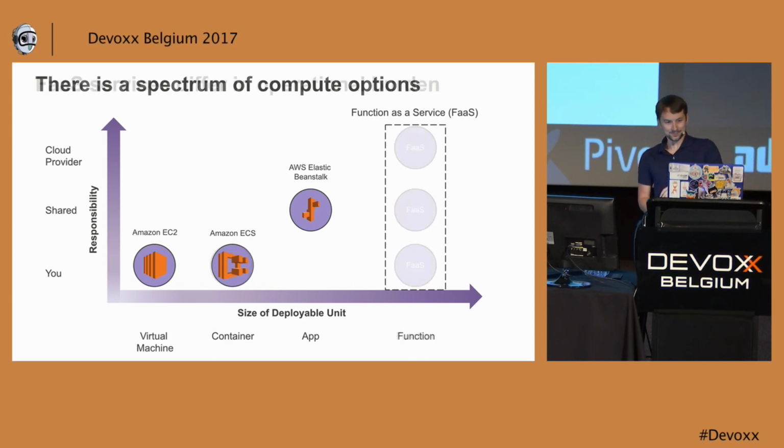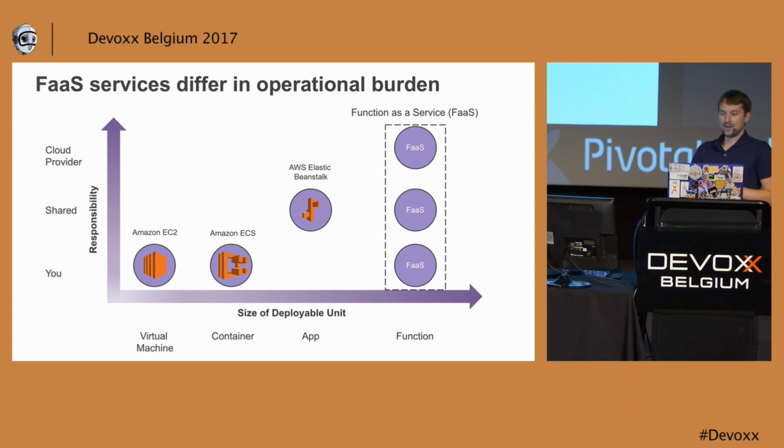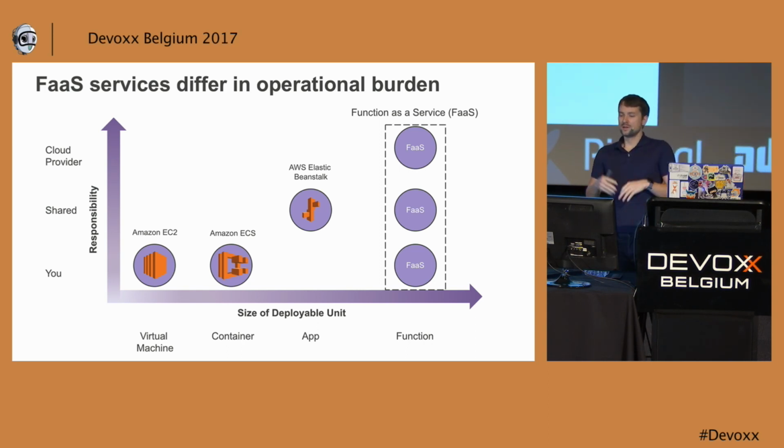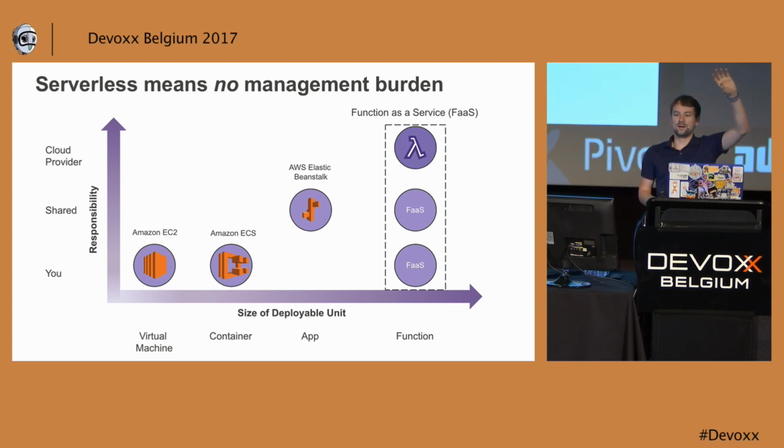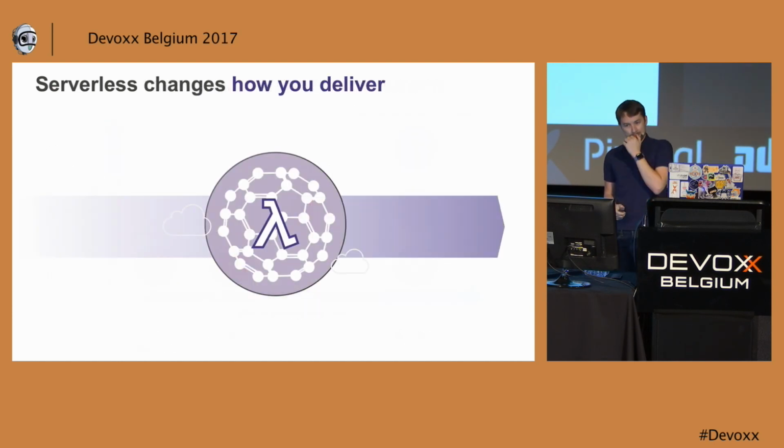Everybody's falling asleep. So in a typical AWS environment, this looks like Amazon EC2 for the virtual machine, ECS for the containerization, something like Elastic Beanstalk for deploying your apps, and then for functions as a service, you have Lambda. And it's kind of like this best of all worlds. The size of the deployable unit is quite small. The cloud provider is responsible for the gross majority of the management.